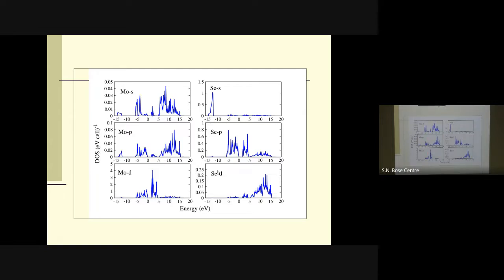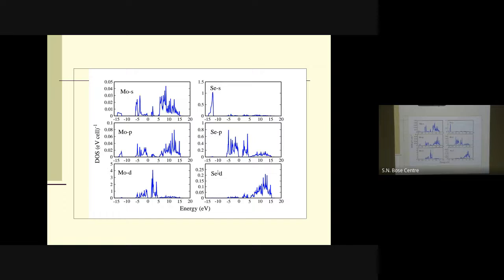And so as zero is the top of my valence band, what you can immediately see is that it's primarily d states which are involved in the electronic structure. Similarly, if you look at the selenium states, the selenium s states are deep inside, whereas it's the selenium p states which are actually contributing on either side of your band gap, and the selenium d states are far away. So essentially, if I were to set up a tight-binding model for this system using Wannier functions, I would use molybdenum d states as well as selenium p states in the basis.